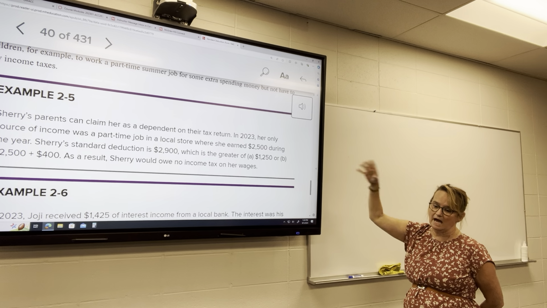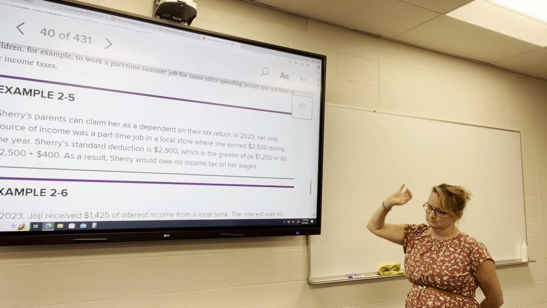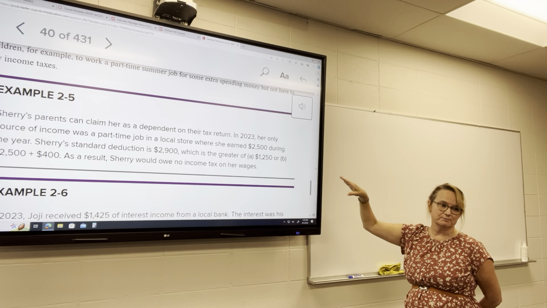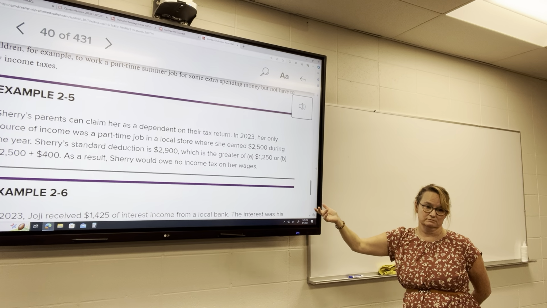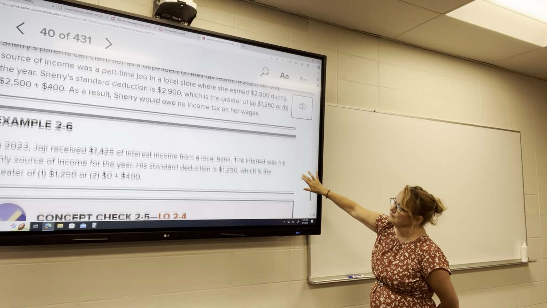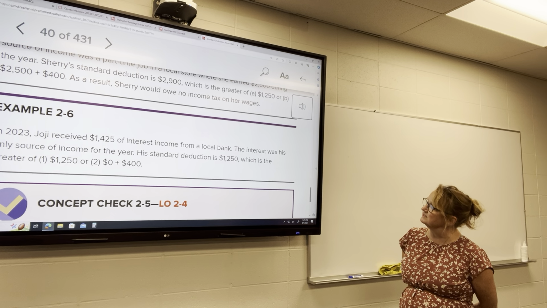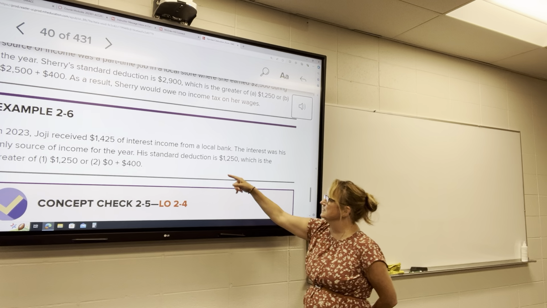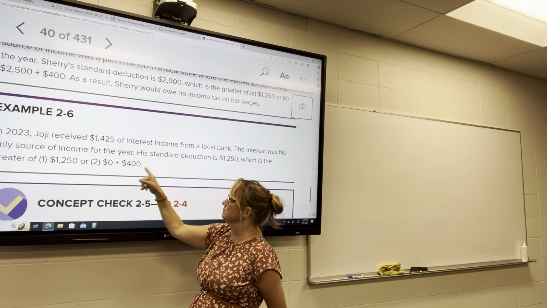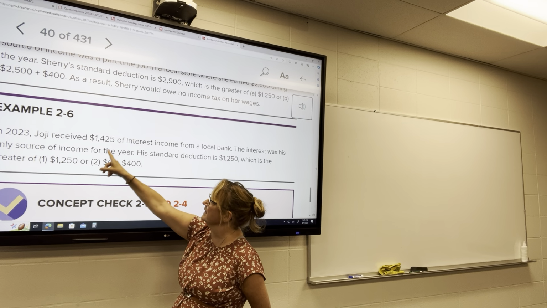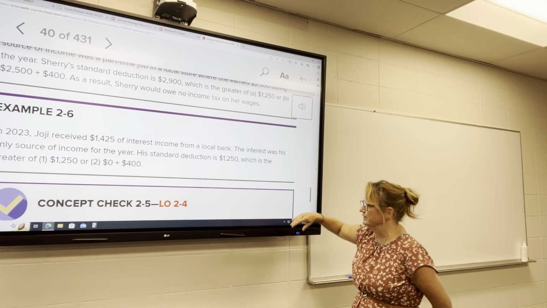This is a reason, if you've got kids that are working part-time like that, to have them write exempt on their W-4 forms so that they don't have any money taken out, so they don't have to file a tax return, right? Here we've got Joe G, $1,425 of interest income from a bank. The interest was his only source of income. His standard deduction is $1,250, which is the greater of $1,250 or 0 plus 400, which means he is going to have to pay some income tax on that interest income because his standard deduction isn't going to bring it down to 0.